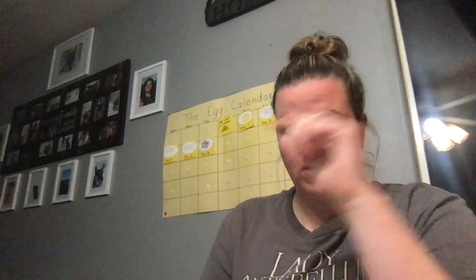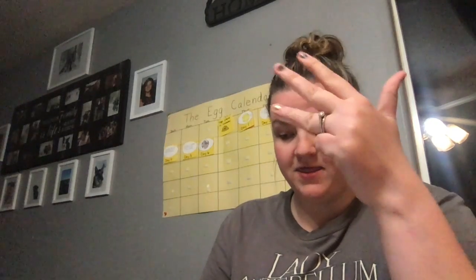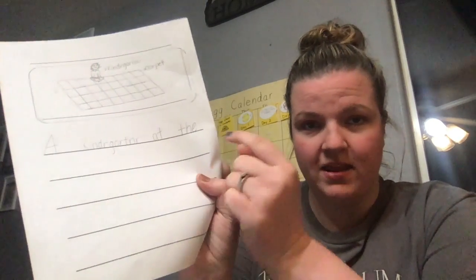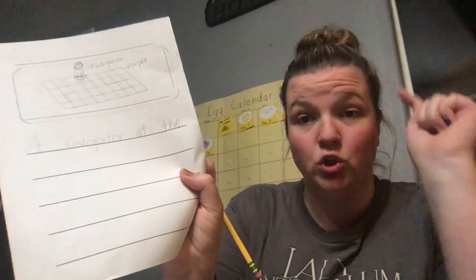A kindergartner at. I got to keep practicing. A kindergartner at the. Oh, the. We know that one. The. T-H-E. Don't forget your finger spaces. A kindergartner at the. Do you see those finger spaces? Don't forget your finger spaces.